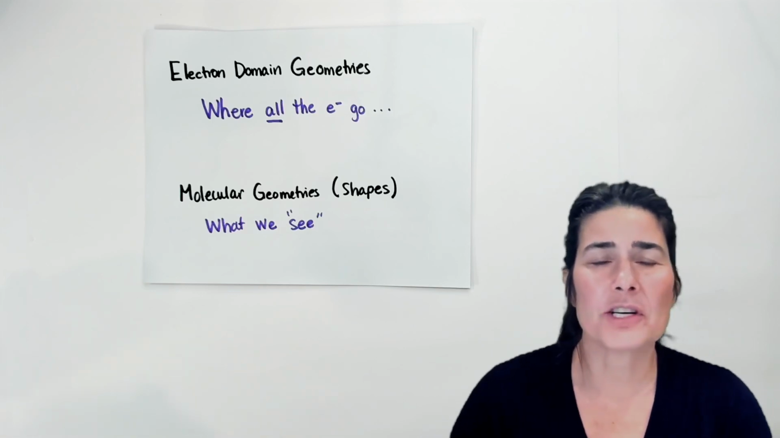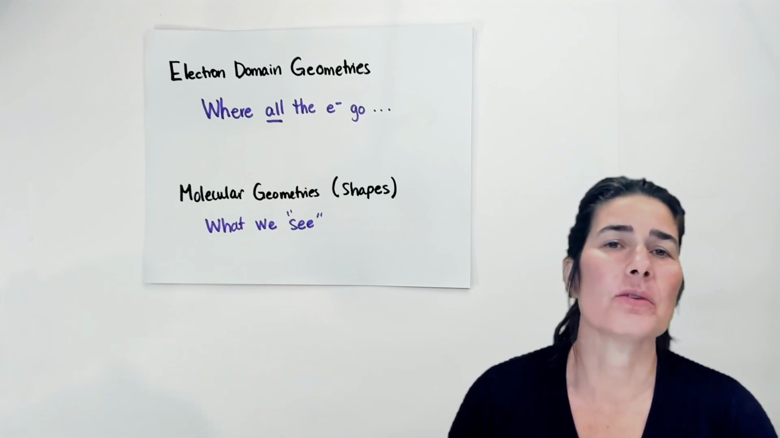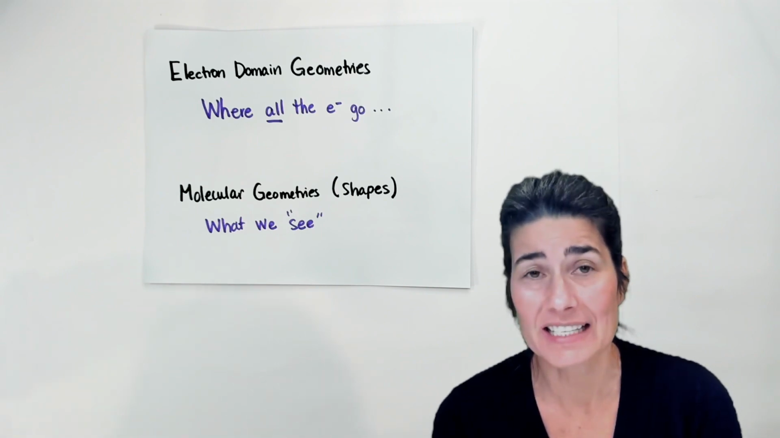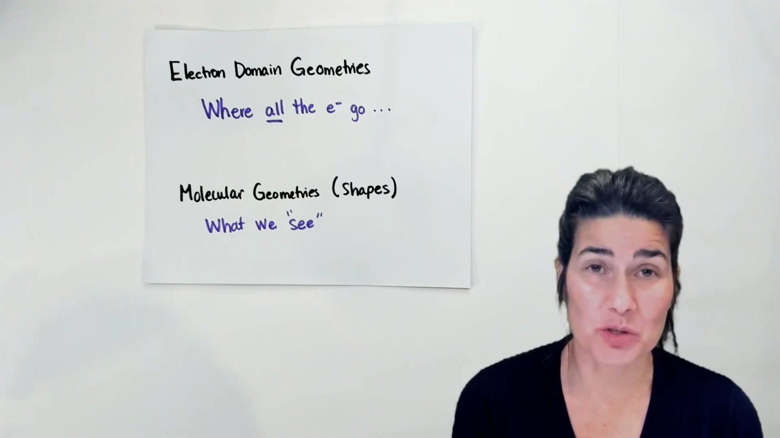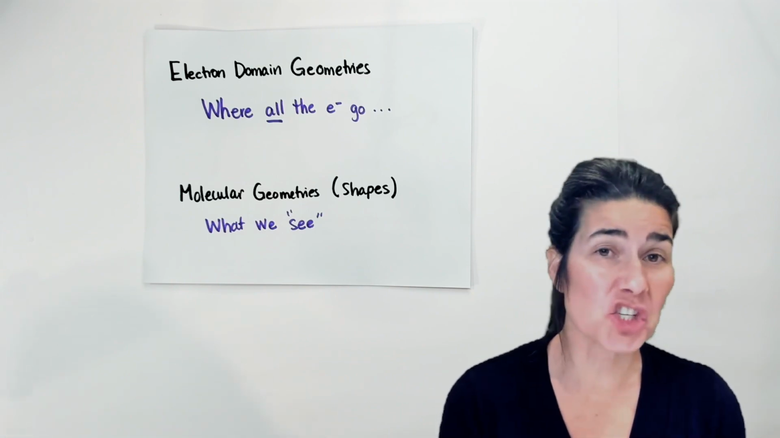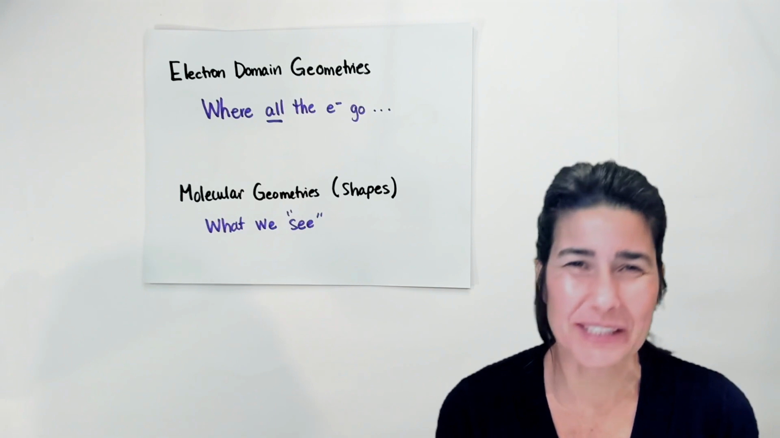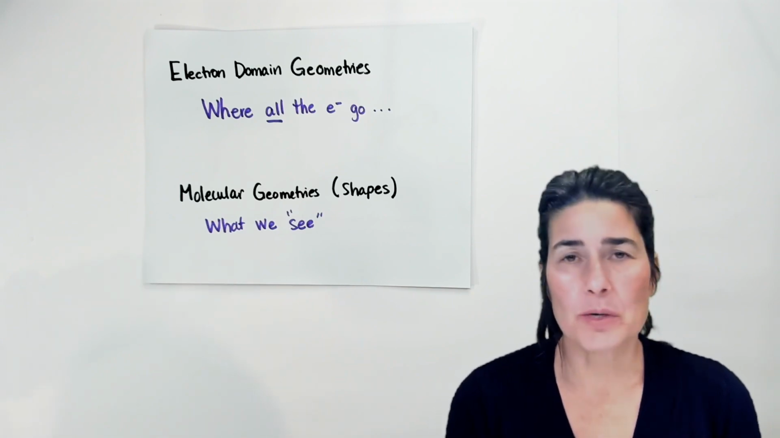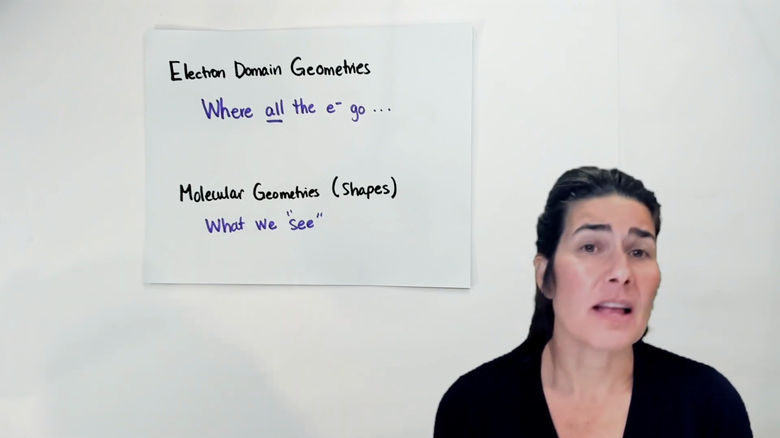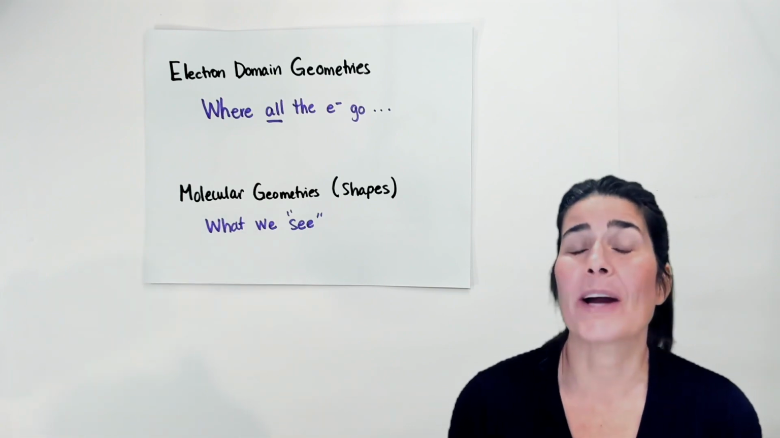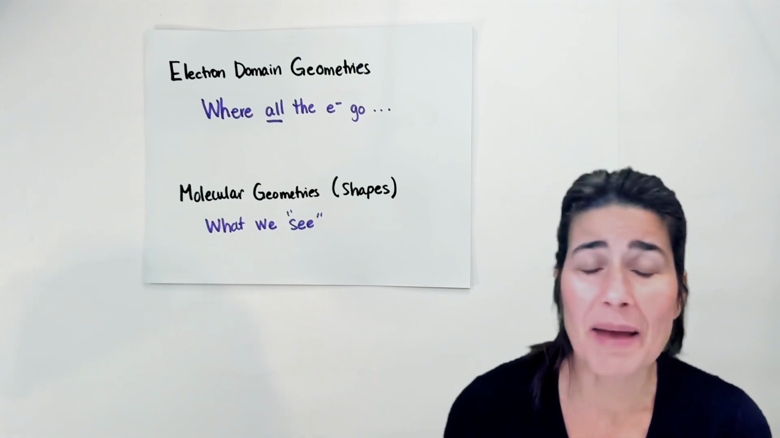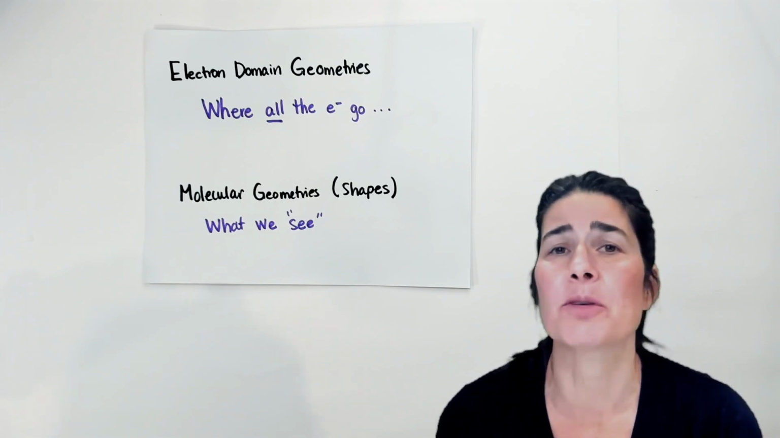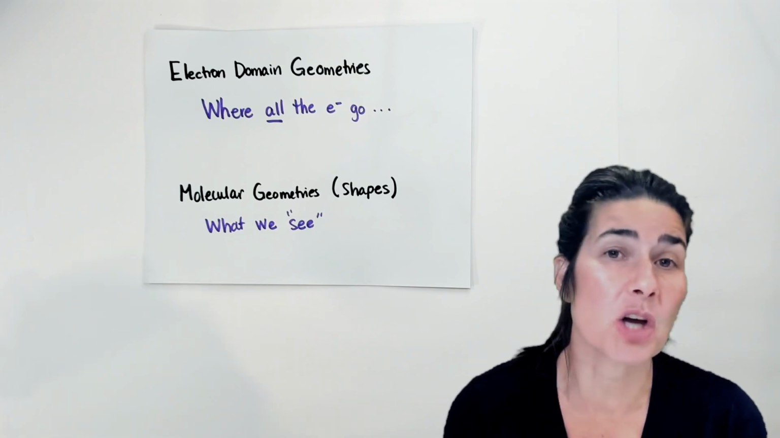Okay, one of your objectives in this unit is to distinguish between electron domain geometries and molecular geometries, or sometimes they'll be called shapes. So, what's the difference? Electron domain geometries take into account everything that's there. They just describe the geometry where everything goes: lone pairs, single bonds, double bonds, triple bonds. What is the geometry where each domain ends up going?